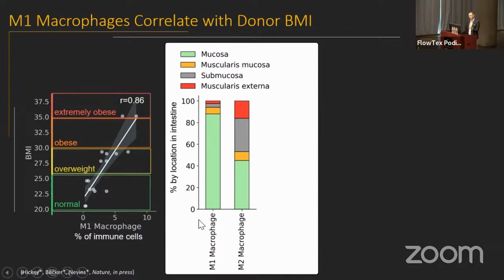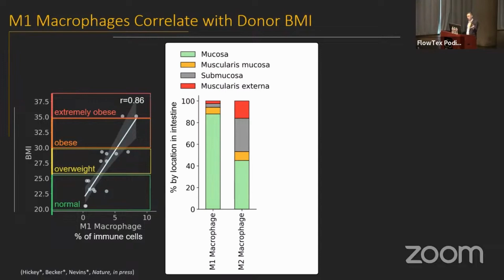Interestingly enough, the M1 macrophage, which is this one here on the left, is primarily within the mucosa, whereas the M2 macrophages were found across the intestine. And so the restriction of a macrophage subset was really important and really interesting.